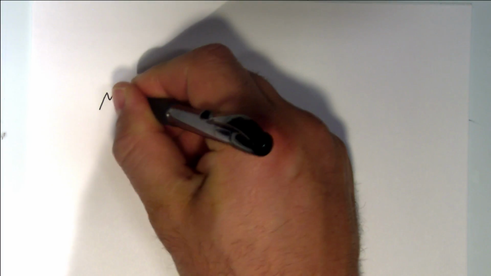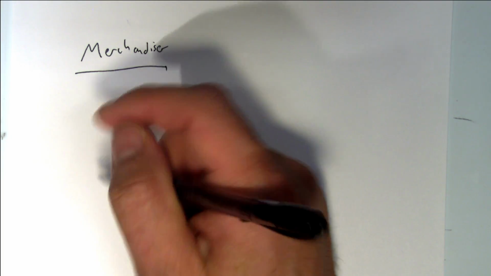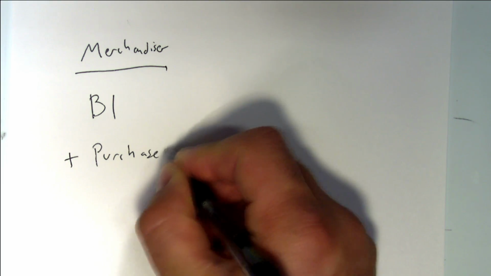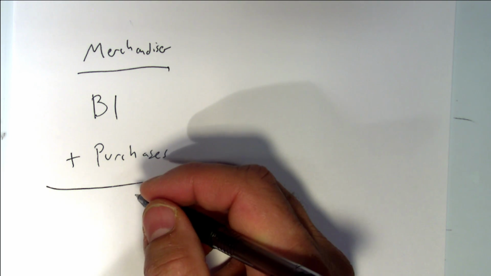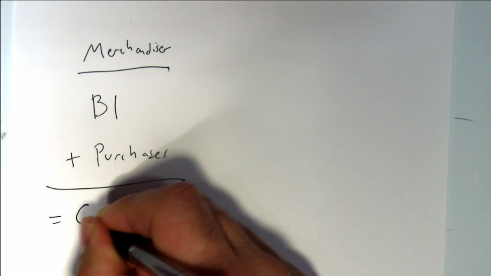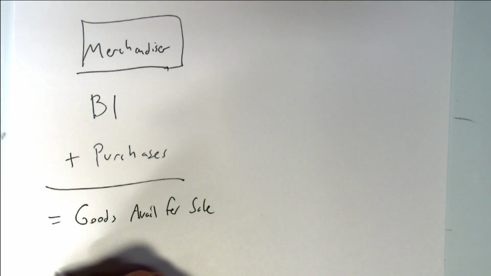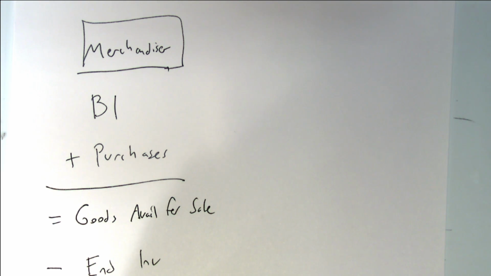For a merchandiser, this is chapter 5 of Accounting 1. If you had me in Accounting 1, we had a quiz over this, right? We took the beginning inventory plus purchases, and that equals, what does that equal, remember? That equals goods available for sale. This is for a merchandiser. Then we subtracted ending inventory, and we got cost of goods sold. You remember that?